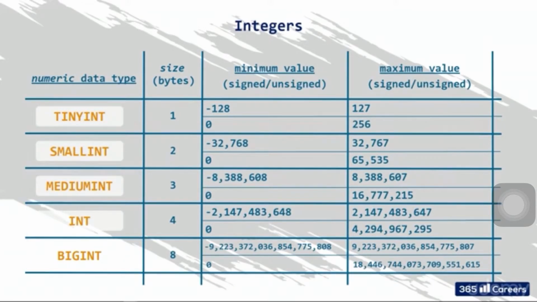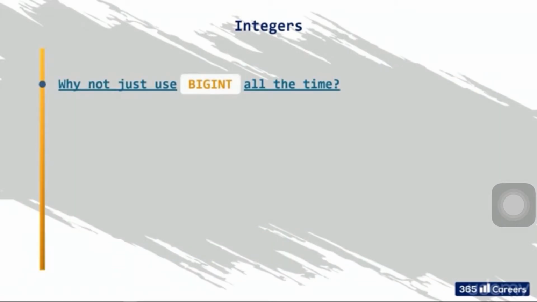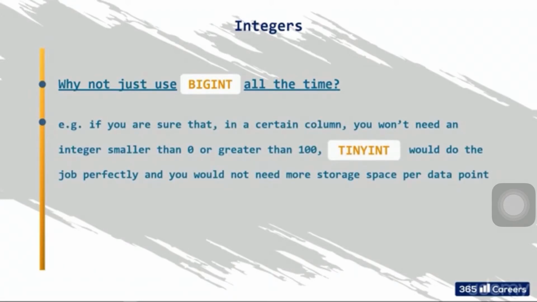Now, you are probably asking yourself, why not just use big int all the time? It is the largest interval available for integers, so why bother with smaller integer data type formats? The answer comes with the idea of improving efficiency in terms of computer processing speed. If you are sure that in a certain column you won't need an integer smaller than 0 or greater than 100, for instance, when you are registering the scores of a test, tiny int would do the job perfectly, and you would not need more storage space per data point. Thus, depending on the data that will be inserted in a certain column, a smaller integer type may suffice and increase the processing speed.